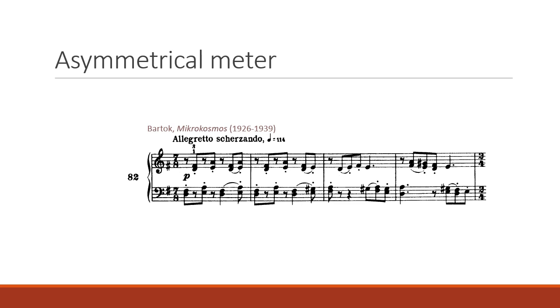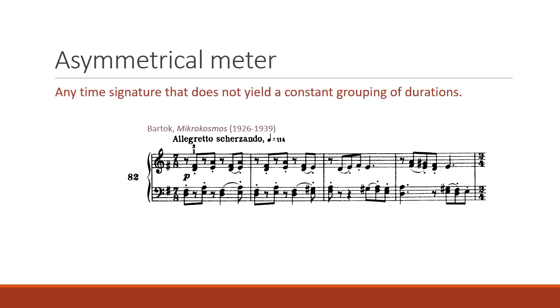An asymmetrical meter is any time signature that does not yield a constant grouping of durations. This could be something like 5/8, 7/4, or 11/8, or anything like that. What usually ends up happening is that you have mixed groups of 2 and 3 pulses.